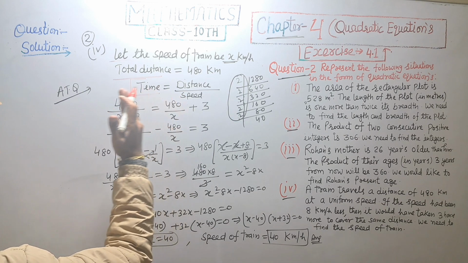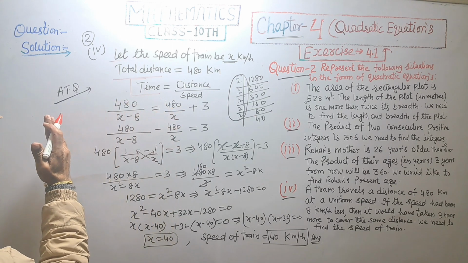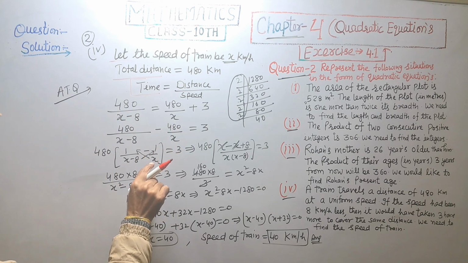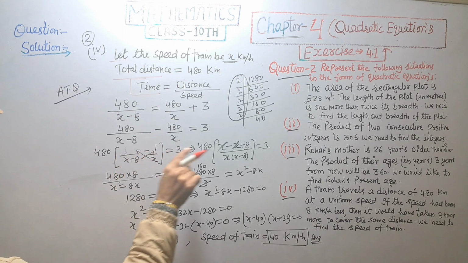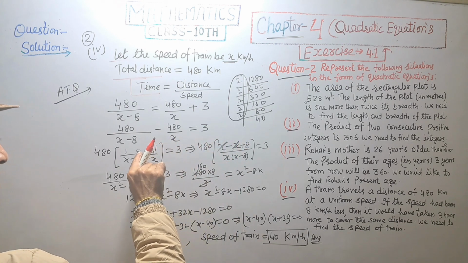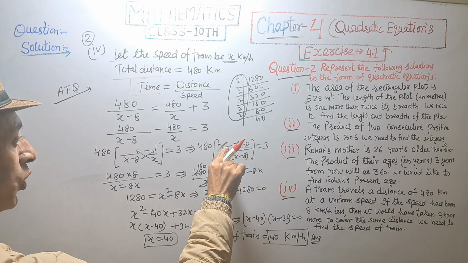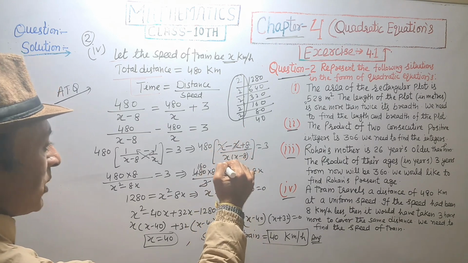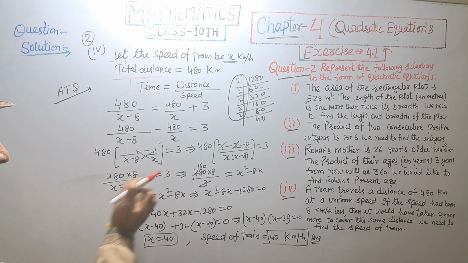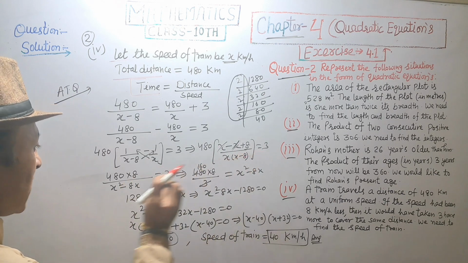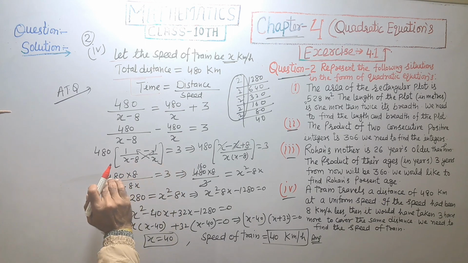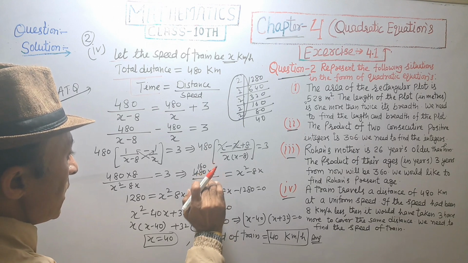Shifting 480 upon x to the left side, and taking 480 common, we have 1 upon x minus 8 in brackets minus 1 upon x in brackets. x multiplied by 1 is x, minus (x minus 8) multiplied by 1 is minus x, and minus minus plus 8. x is cancelled, positive and negative cancel, and we get 480 into 8 upon x square minus 8x, that is equal to 3, and 3 divides 480 into 8.